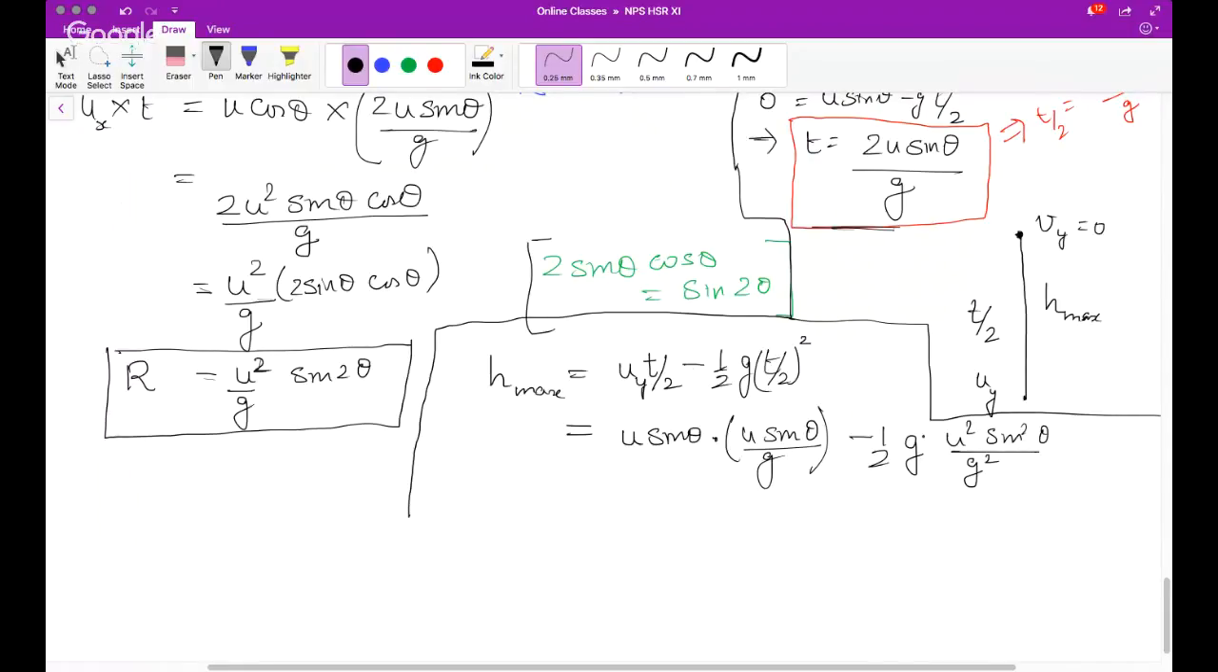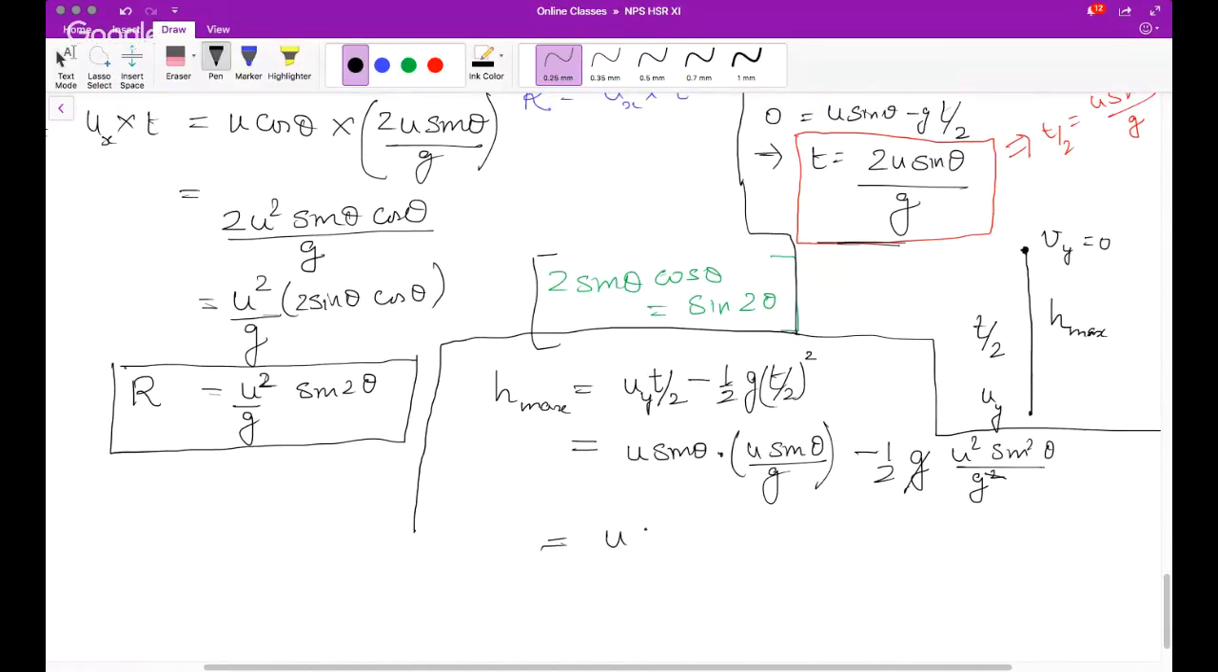Right? So if you see, this 1g will get cancelled from here. Now what do I see? I see u square sine square theta by g minus u square sine square theta upon twice of g, which is nothing but u square sine square theta by 2g. If you simplify this, then what do we get?